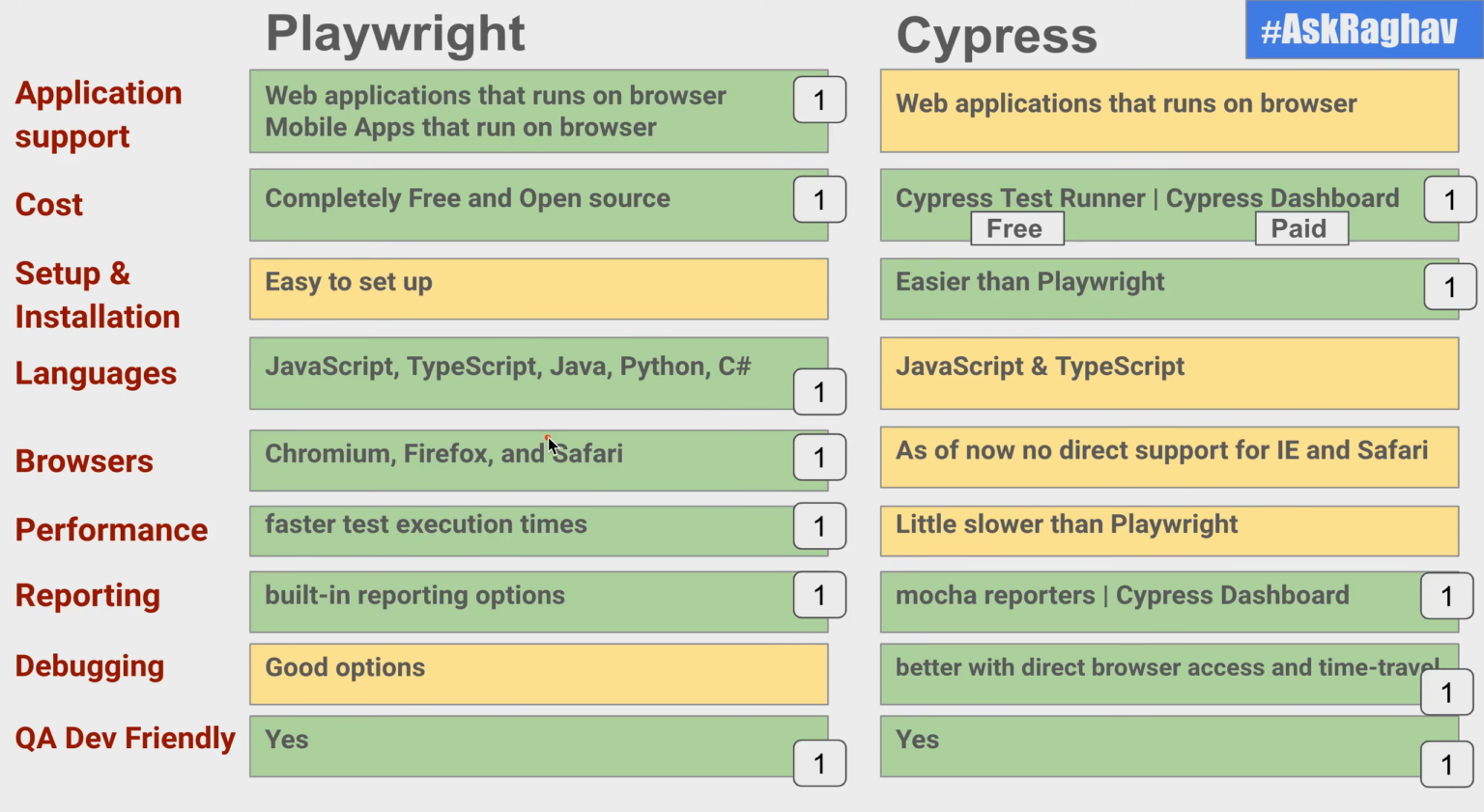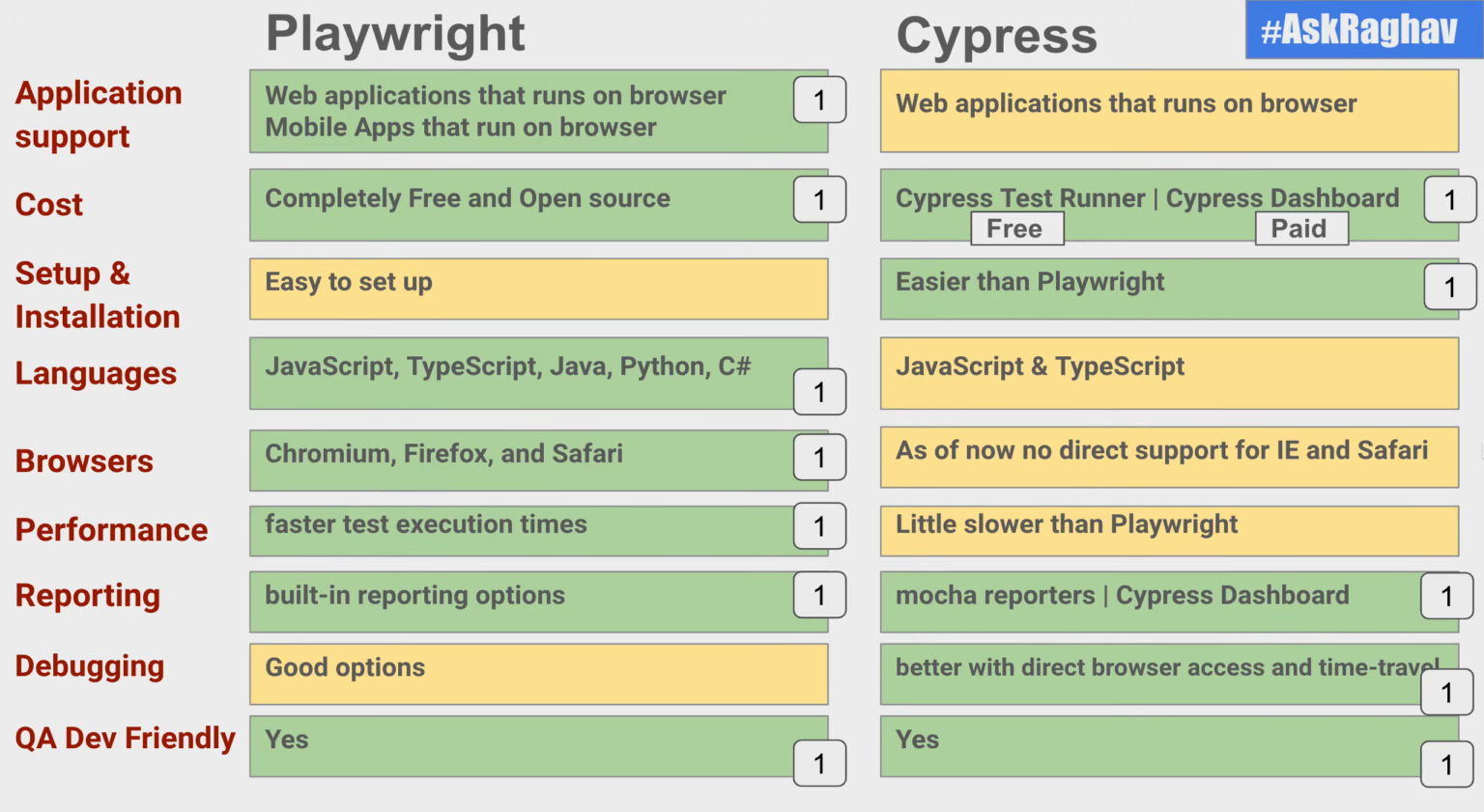Or you want to use some browsers which are not there in Cypress, then again Playwright will become a better choice. Otherwise, if you want to go with something like time travel and better debugging options, or easier to set up, you can go with Cypress.